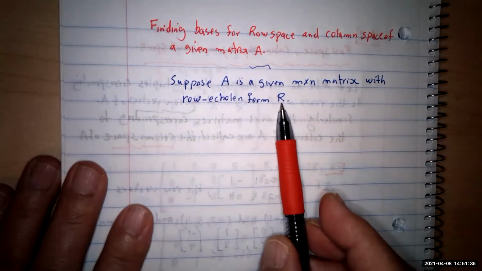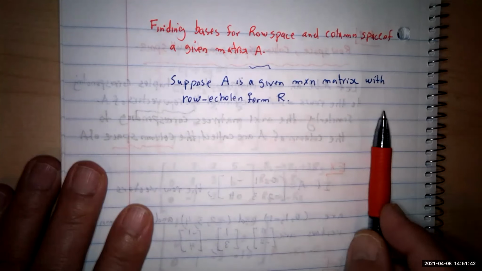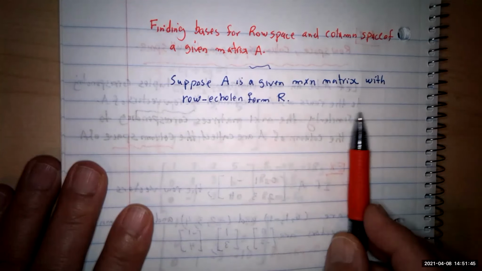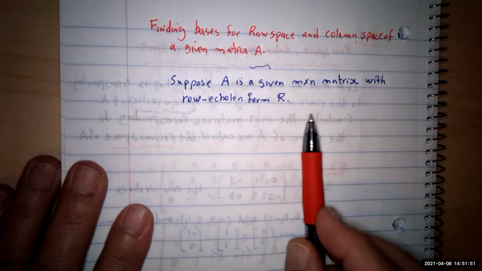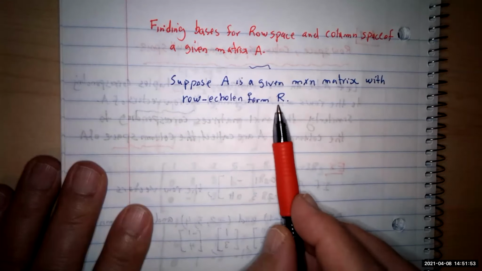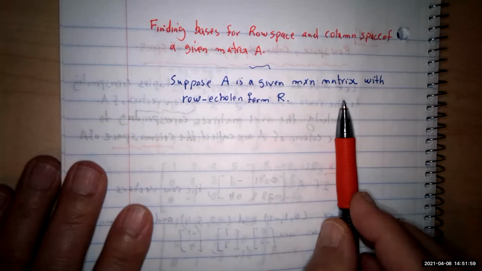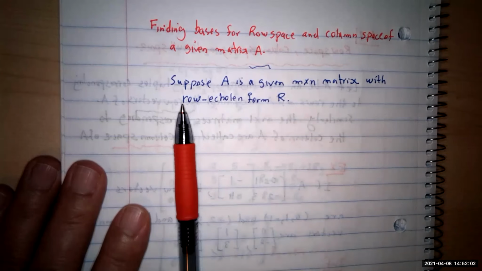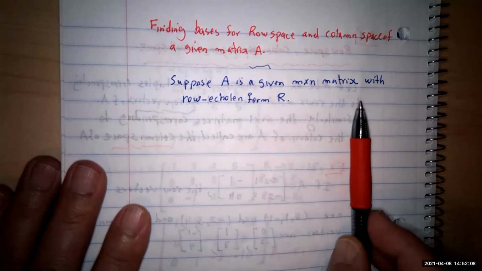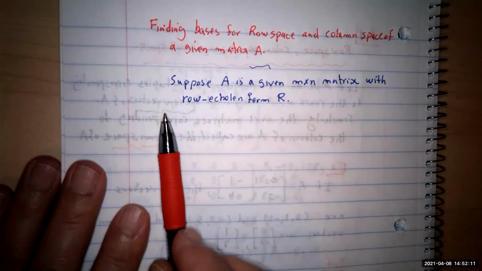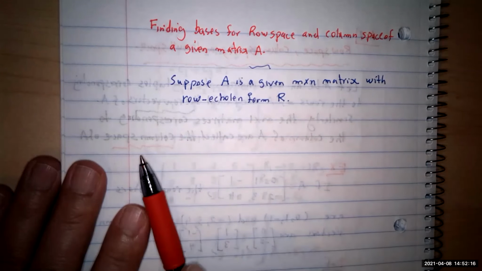Then you go back to this row echelon form. In the row echelon form, the columns that start with a non-zero number, that number is one. You identify which column in R contains that one. Then you come back to the original A and pick that column. If the pivot one is in the first column in R, you take the first column of A. That would be one basis vector. Then you check the other ones.